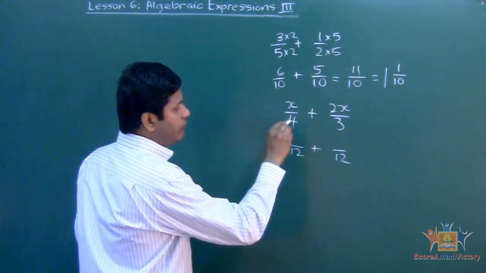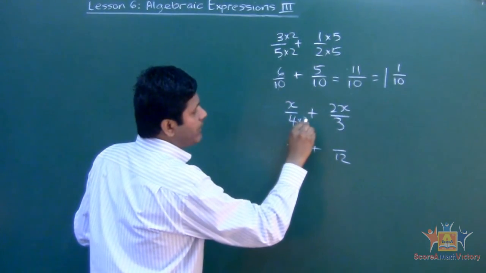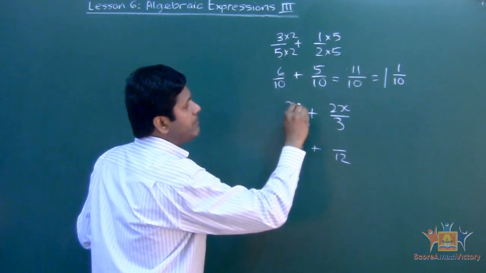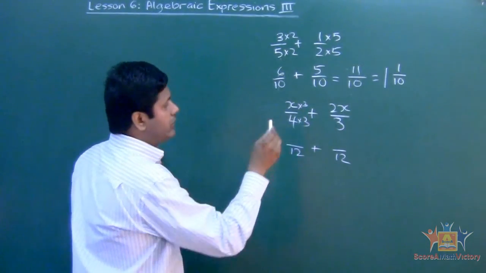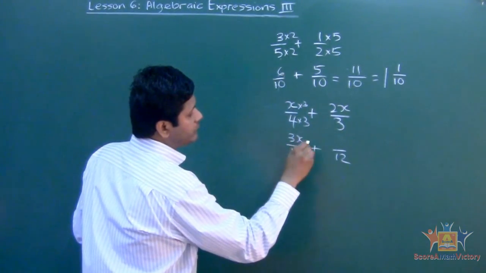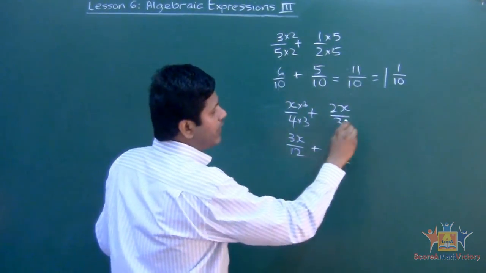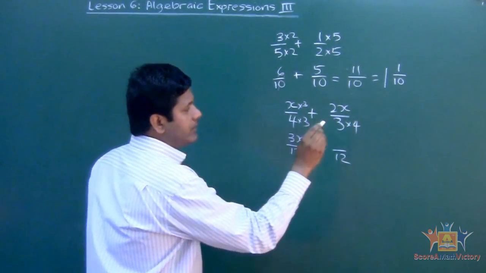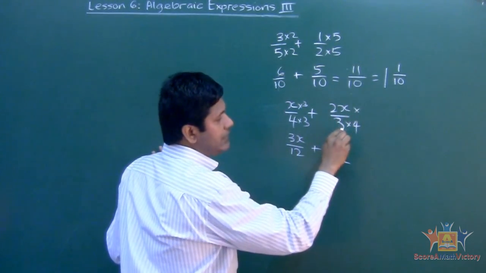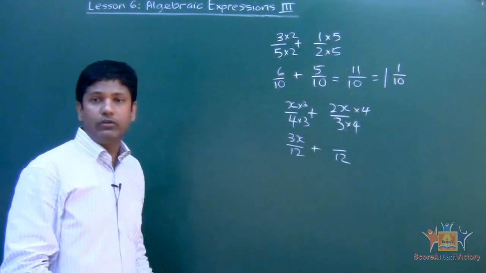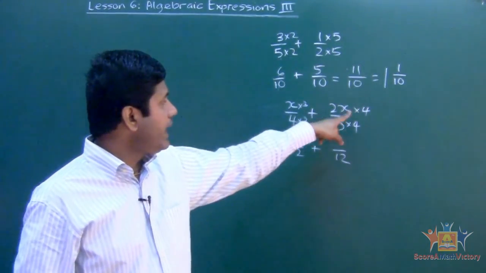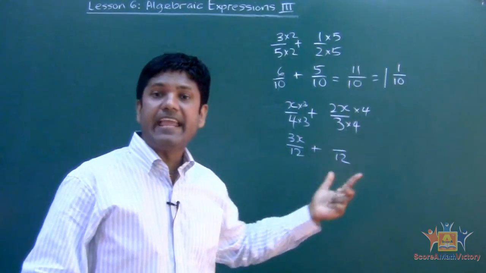Now, how do I go from 4 to 12? I multiply 4 by 3. If I multiply the denominator by 3, I multiply the numerator by 3. So 3 times x is 3x. Now how do I go from 3 to 12? I multiply 3 by 4. If I multiply 3 by 4, which is the denominator, I multiply the numerator also by 4. So 2x times 4, 2 times 4 is 8. So 8x.